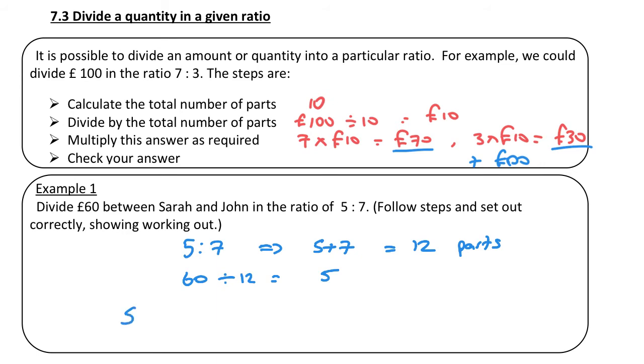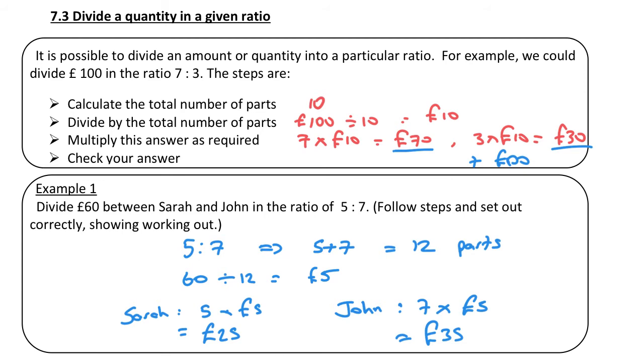So Sarah had 5 parts. So that's going to be 5 times our £5, which gives us £25. And John, well, he was 7 parts, so that's 7 lots of £5, which is £35. And as a check, if we did 25 plus 35, the answer was 60. So it looks like we're pretty good there.